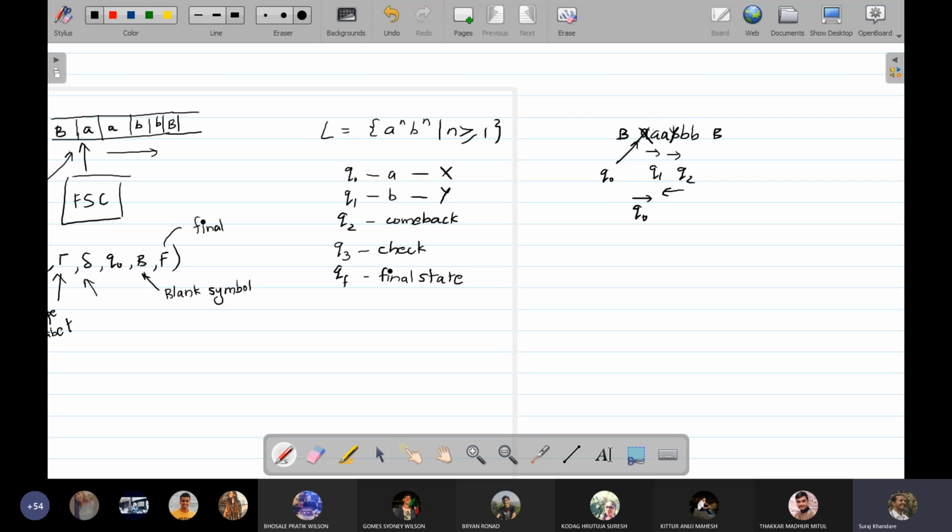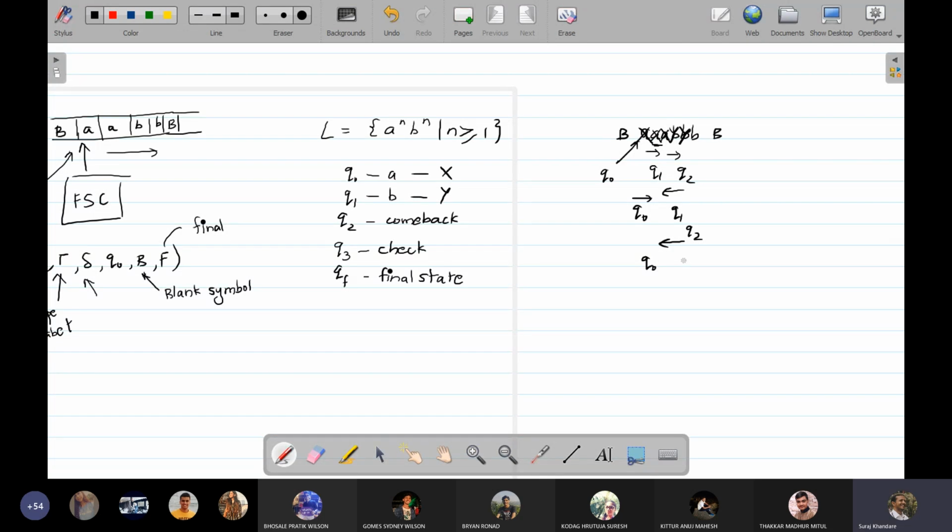Then when we get A, we make it as X, change the state to Q1, and keep moving to the right. Then we get A, Y; Q1 will not perform any operation. When we get B, we'll make B as Y. And then we change the state to Q2. Q2 is used for coming back, so it will start moving to the left till the time it finds this X. Then it will change the state to Q0. Again, Q0 will make this A as X.